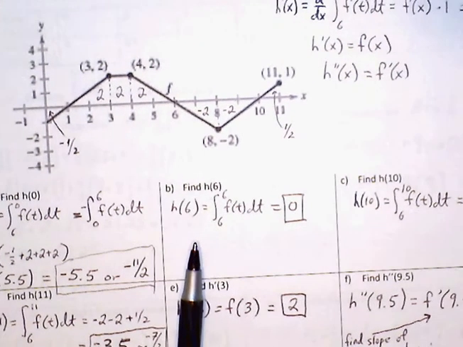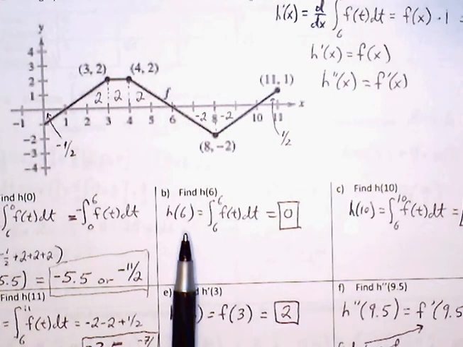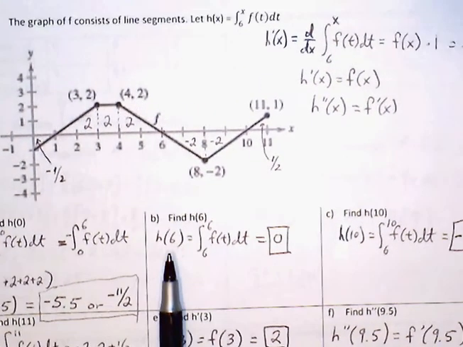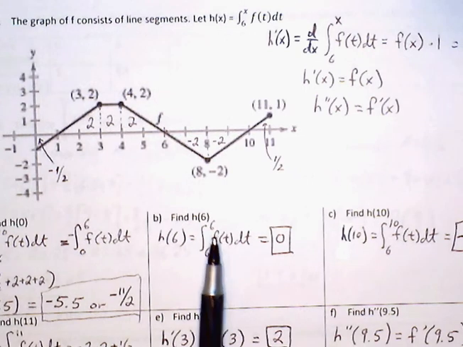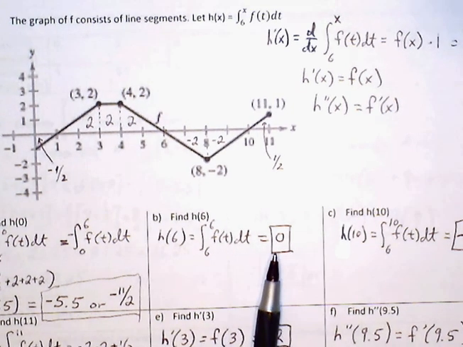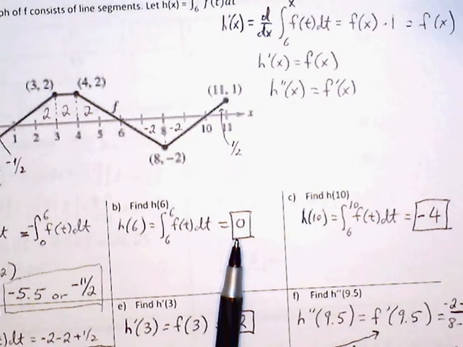Okay. Part B, find h of 6. So to find h of 6, we're going to plug 6 into the upper bound. Now here the upper and lower bound are going to be the same value. This will not provide us with any area for us to find, so the definite integral is simply 0.